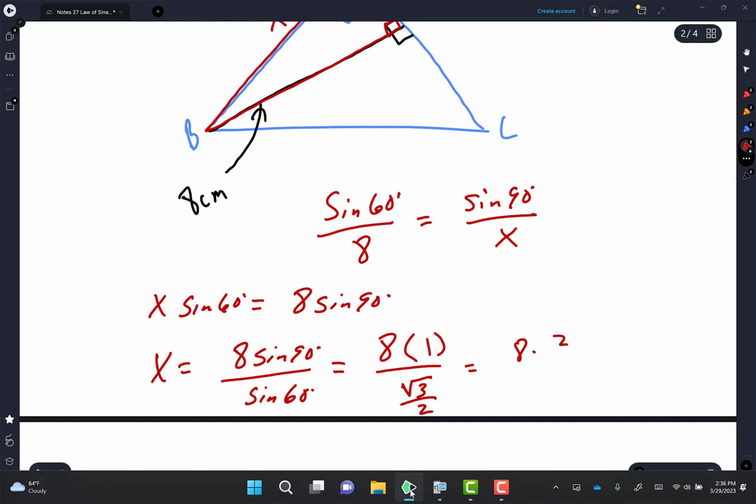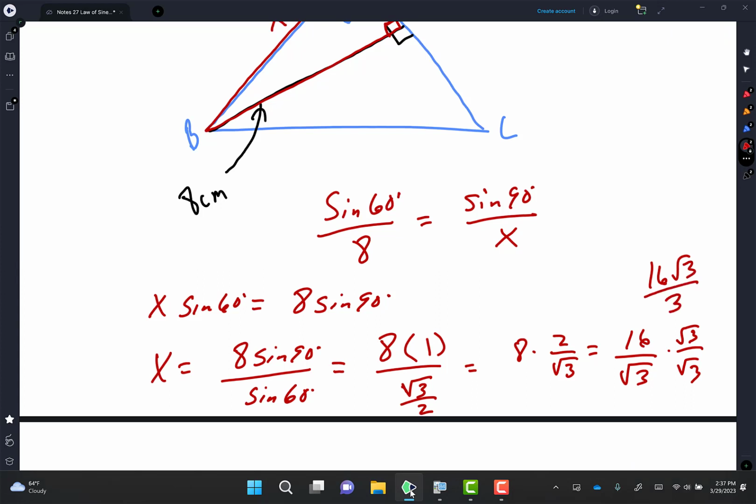8 times 2 over square root of 3. That turns to 16 over square root of 3, which I would accept. ACT probably does not have the answer written that way. So multiply this by square root of 3 over square root of 3, and you get 16 square root of 3 over 3. Now, do you want to see this done a different way? Yeah, this is awesome.